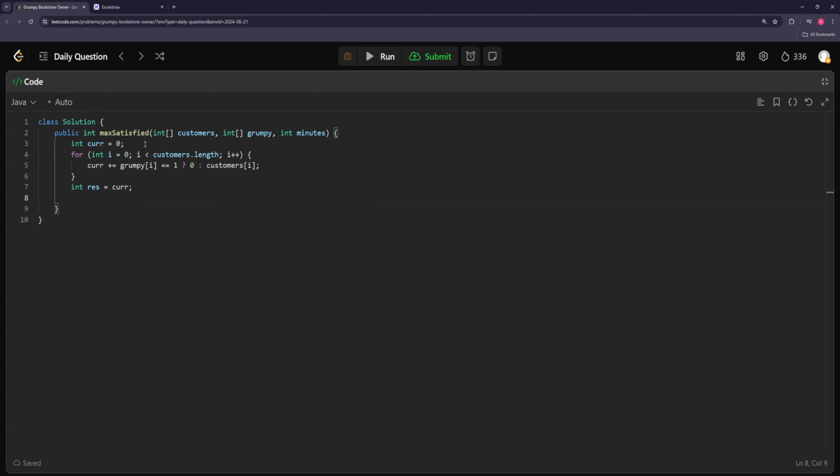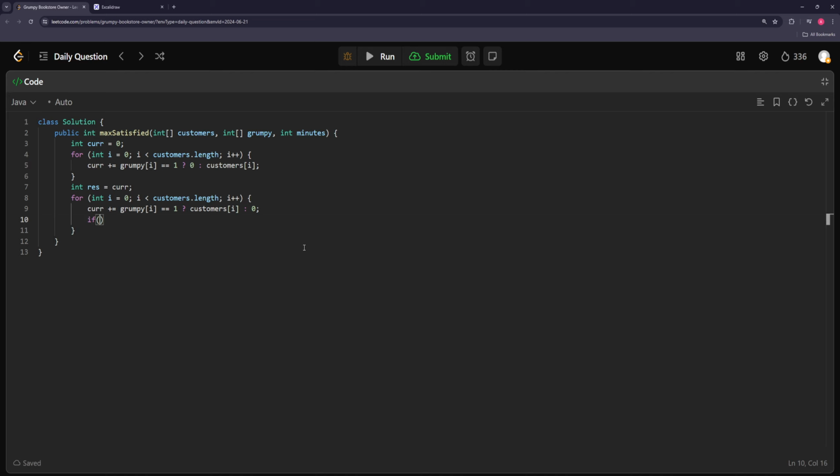Now we have to do one more loop. So let's copy that. We can do the same thing. If they were grumpy, then we will add the value. Because if they were grumpy, now they won't be, because they'll be in our window. And if they weren't, then we already have the value.